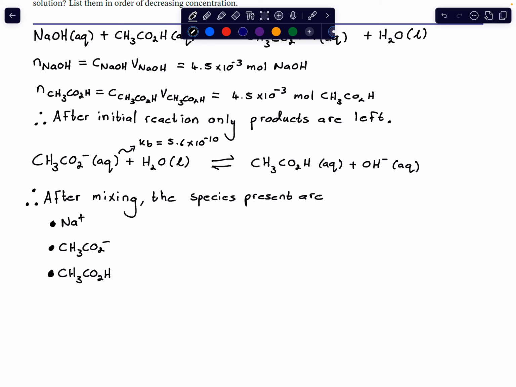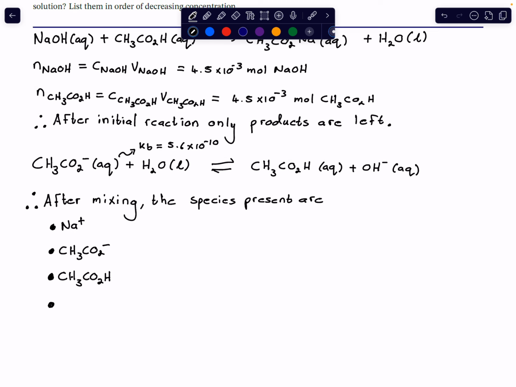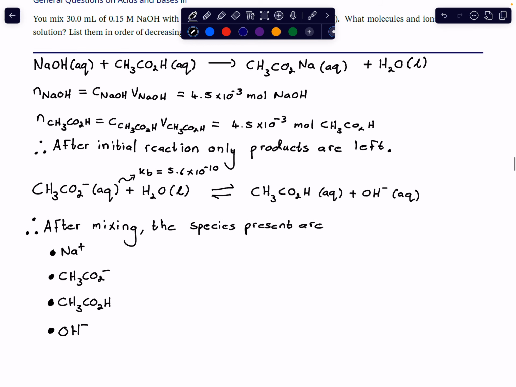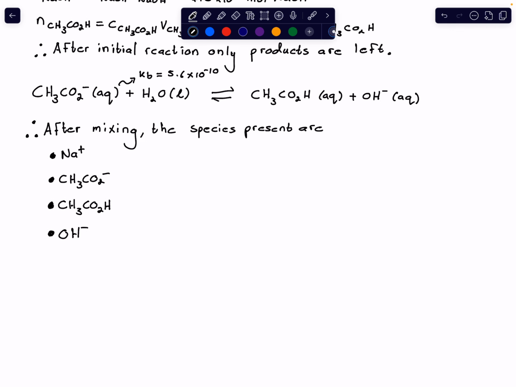All right, and because of that same equilibrium, hydroxide anions also form. All right, so that's interesting. So that means actually after mixing, we have everything that we started with, as well as the products. All right, but the question is, what are their concentrations in order? Right, and you don't have to calculate this to know this.